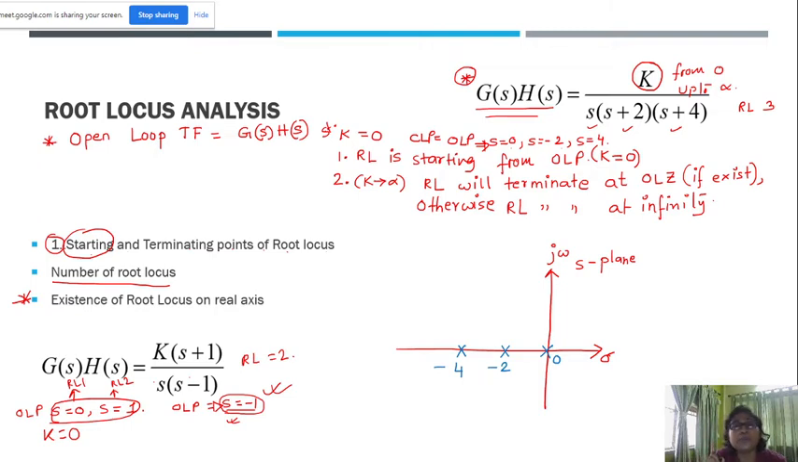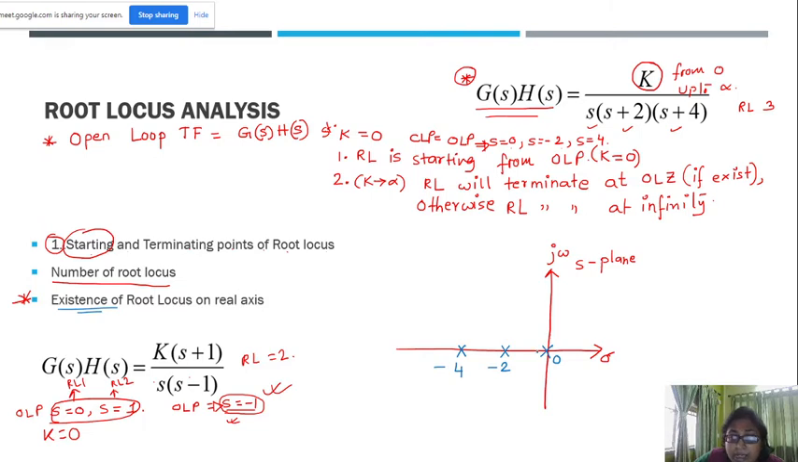a root locus branch will originate or start. So how many branches can we expect? From here one, from here one, and from here one. But how will it lie on this real axis? That is the meaning of the third point. There is an understanding.